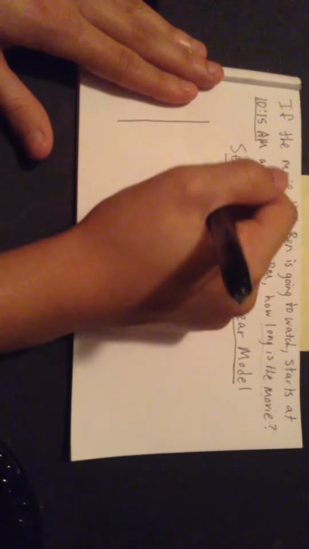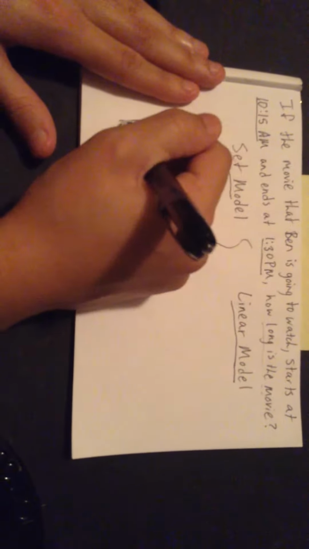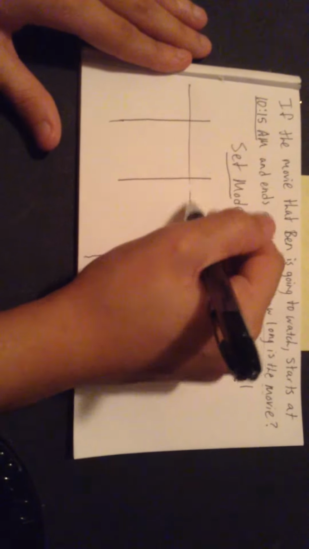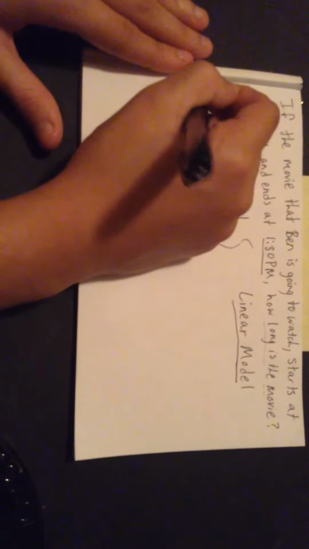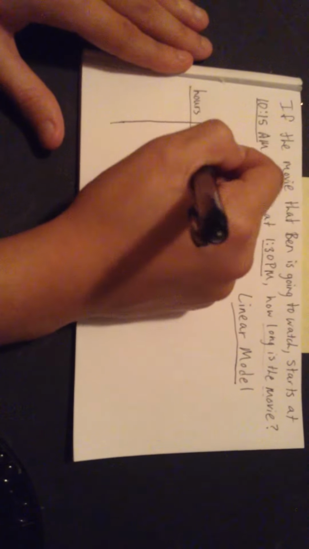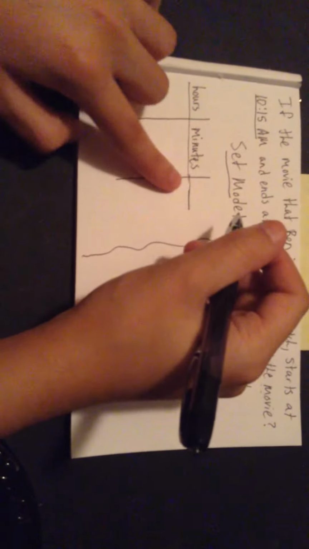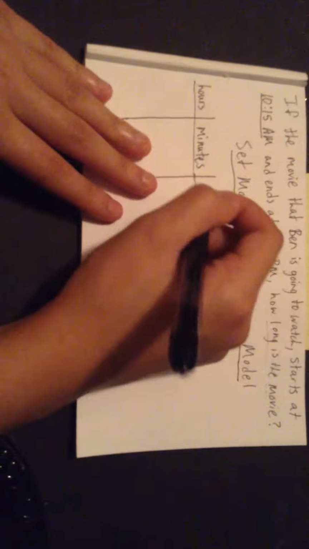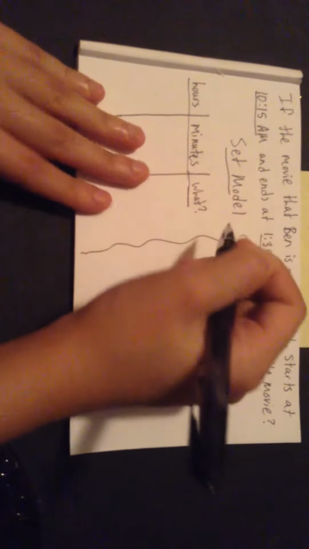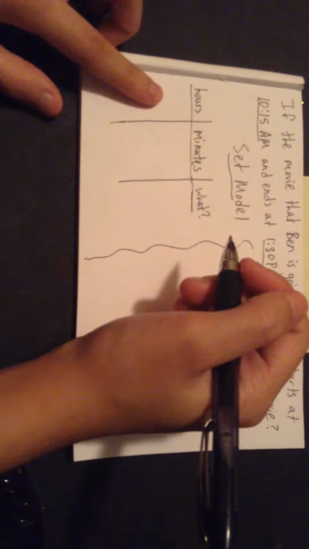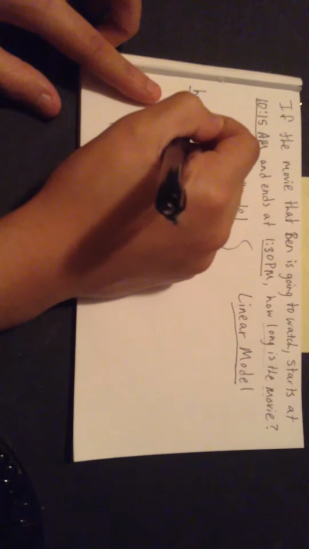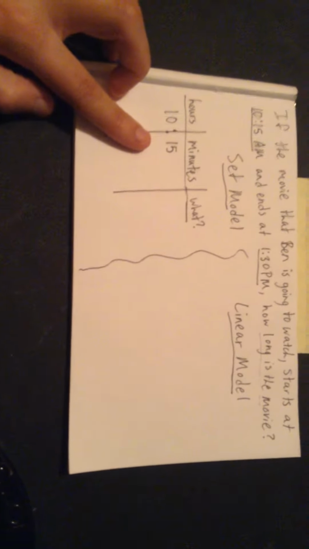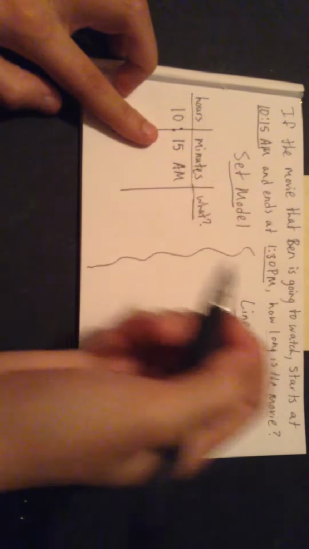So for the set model, I saw this very cool strategy that I think is very helpful. It's where you make a table similar to this, and you put the hours on the left, the minutes in the middle, and on the side you're going to put what you're doing. So we started off at 10:15 a.m., right? So you would put the 10 here, since that has to do with the hours, the 15 in the minutes, and then a.m. on the side.